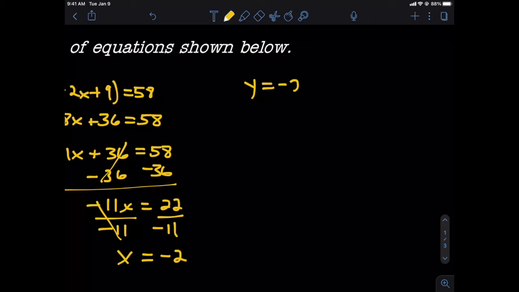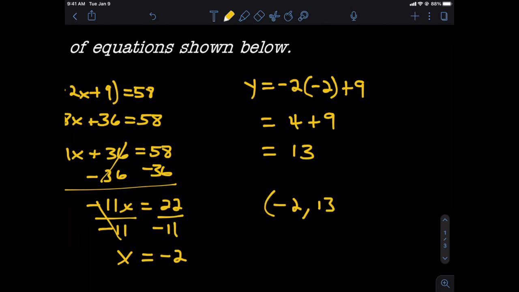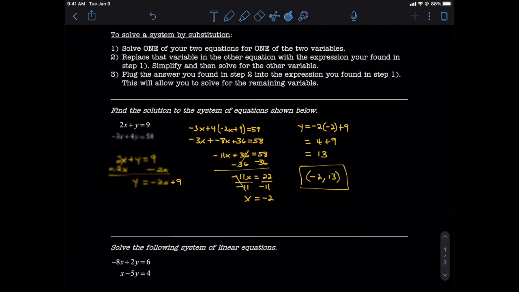y is equal to negative 2 times negative 2, the value we just found, plus 9. 2 times 2 is 4. Negative times negative is positive. We add that to the 9, and that's going to give us our y value of 13. So we have an x value and we have a y value over here. Our final answer is going to be the point negative 2, comma 13. That's it. Hopefully this is starting to make a little bit of sense to you, but of course more examples will provide more clarity, so let's move on to the next one.